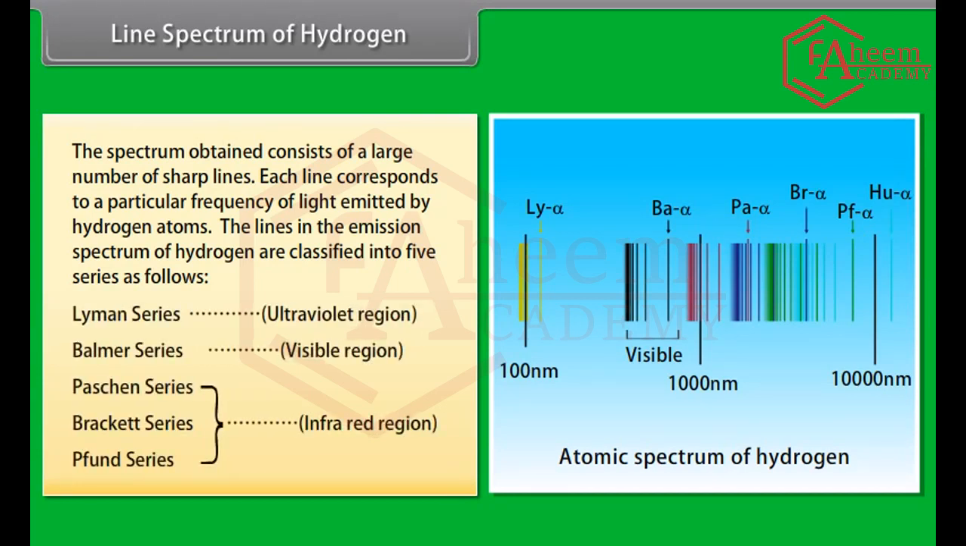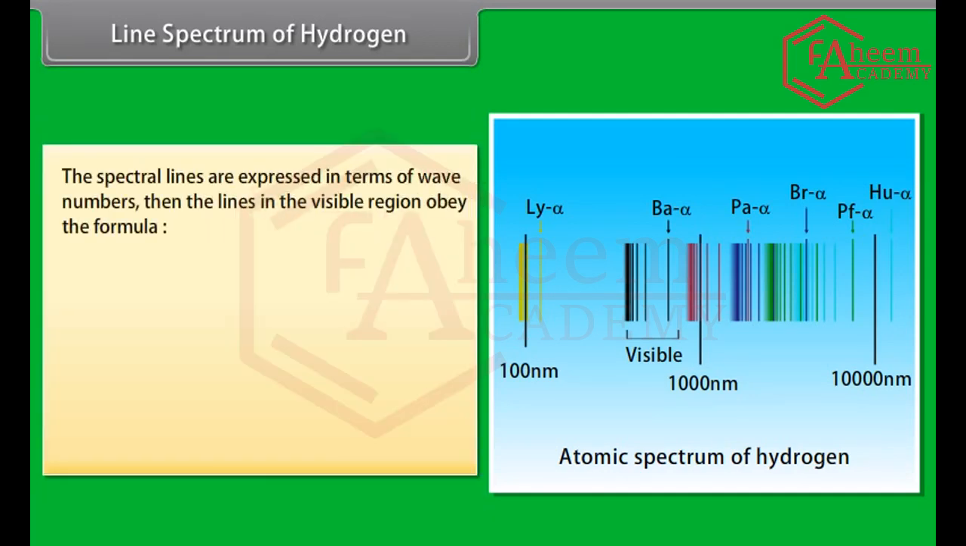Lyman series. It is in ultraviolet region. Balmer series. It is in visible region. Paschen series, Brackett series and Pfund series. These are in infrared region. The spectral lines are expressed in terms of wave numbers. Then the lines in the visible region obey the formula.